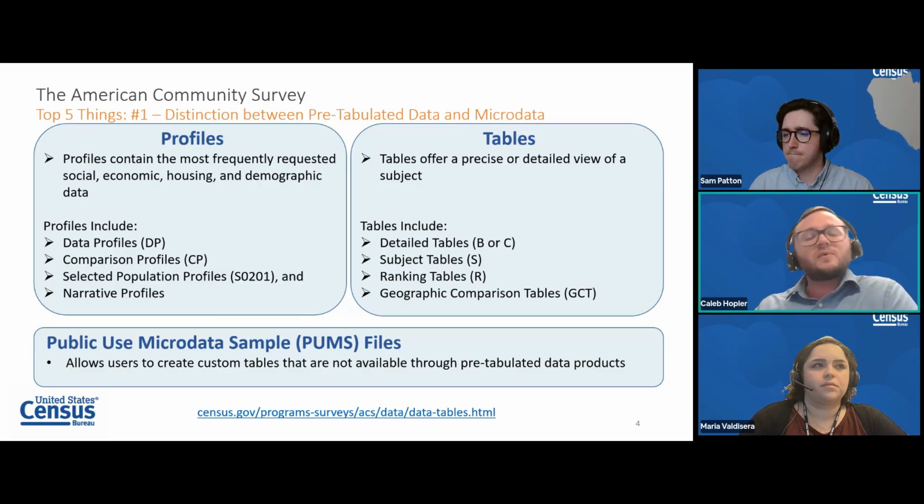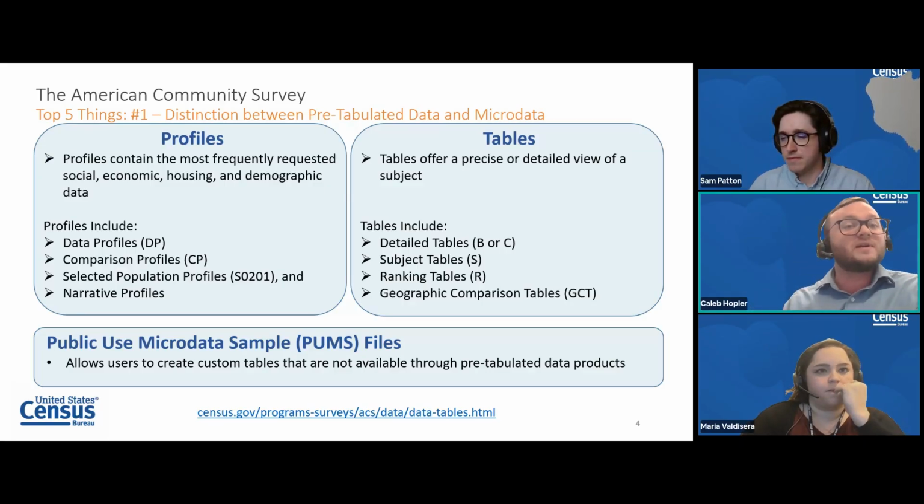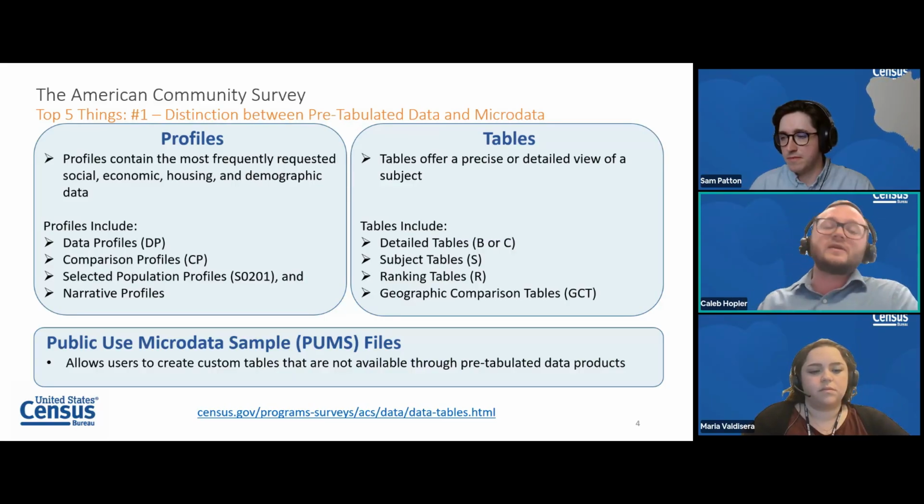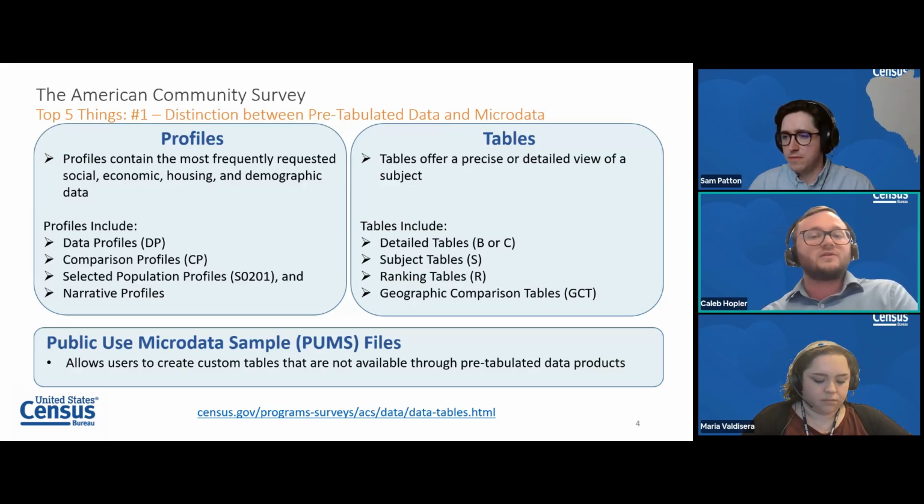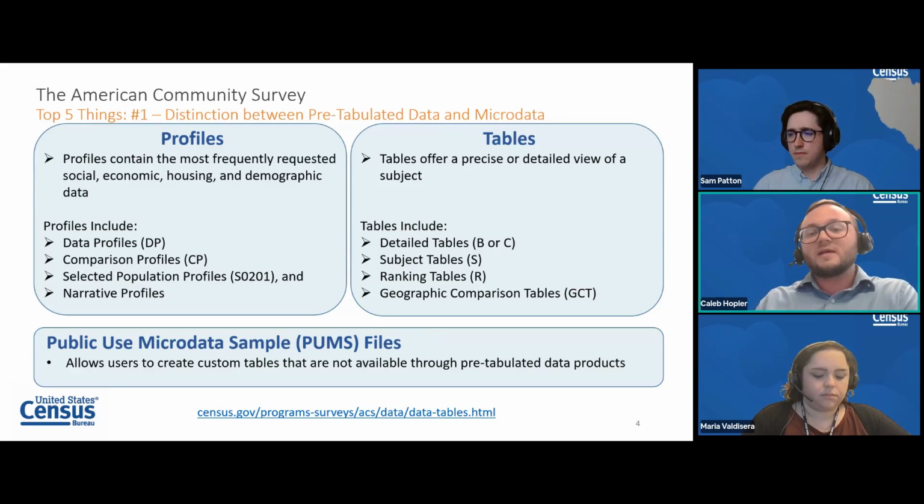And these table types include our detailed tables, subject tables, ranking tables, and geographic comparison tables. Actually, what I'm going to get into on our top 5 things, number 2, our next slide here, is that data that is only found on the ACS website are the narrative profiles, as well as the ranking tables and geographic comparison tables. I'm going to highlight those in just a second here. But before I do, let me talk about microdata.